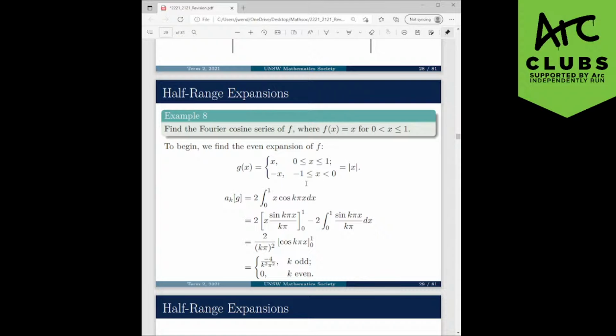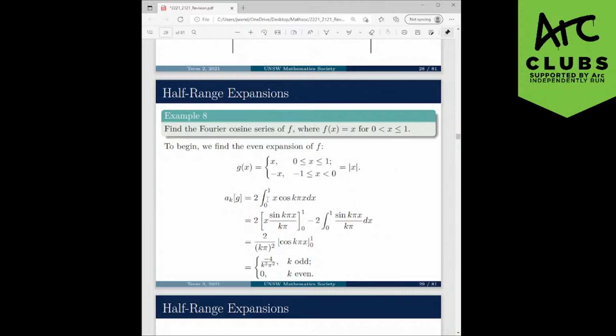So, for your -1 to 0, you have y equals -x. So you have one of your absolute value functions, which is clearly even. And it includes the bit the question gives you, the f of x equals x, for 0 less than x less than or equal to 1. So, because we've got an even extension going on, this time your bk's go to 0. So you don't have to find those, but you do have to find your ak's and your a0.